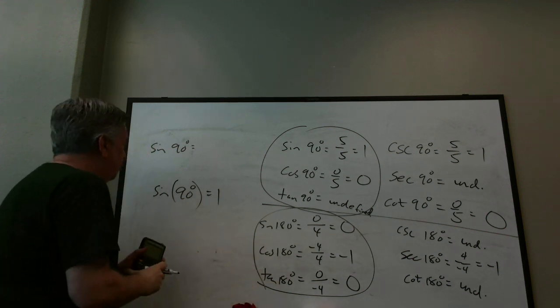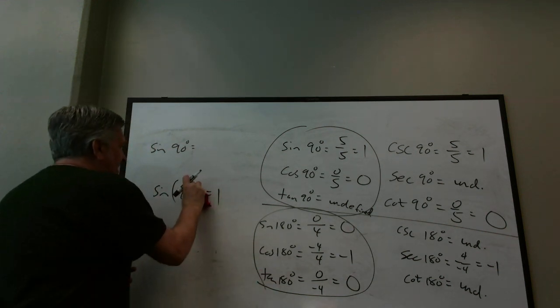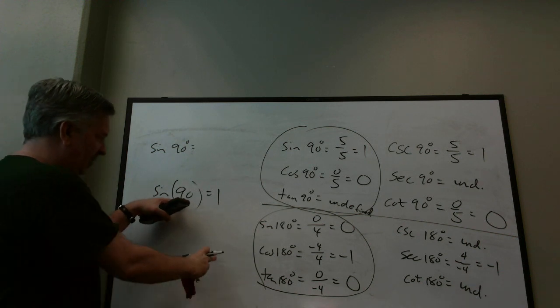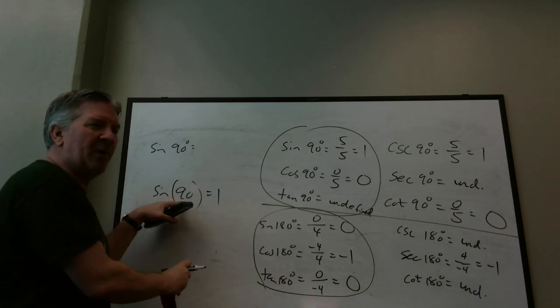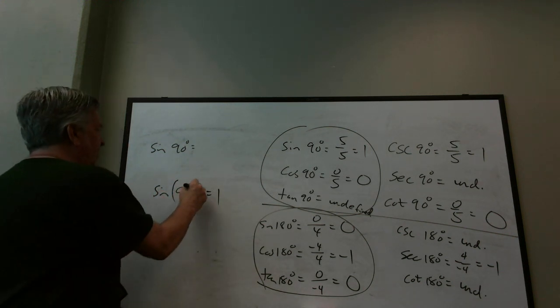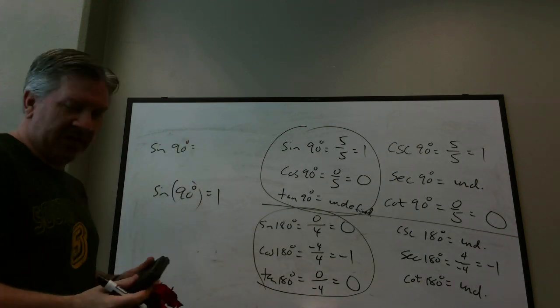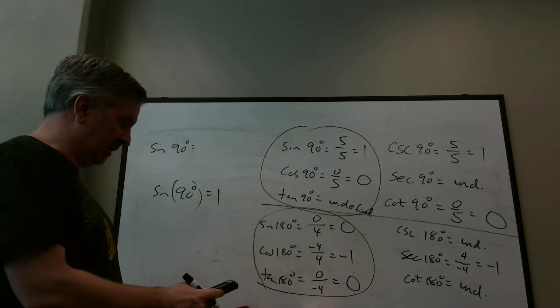Because if you don't, if you type in sine of 90 and you're in radian mode, it'll treat that as 90 radians, not 90 degrees. Those aren't the same thing. Okay, so see if you can do the others now. I'm not going to write them down because we already know the answers.